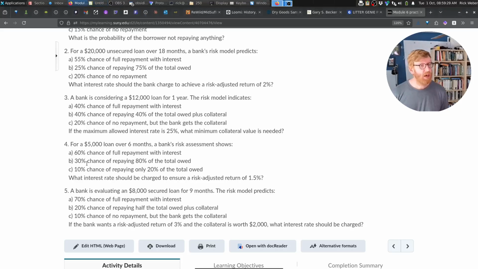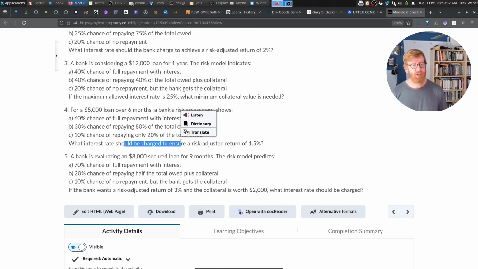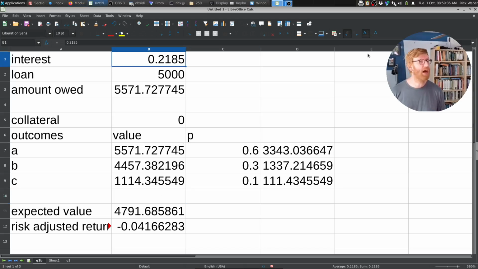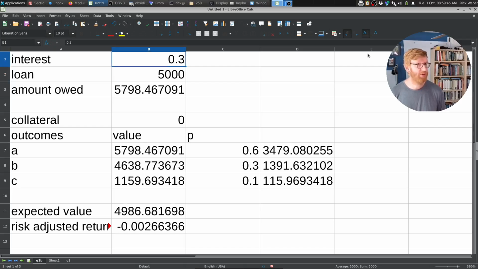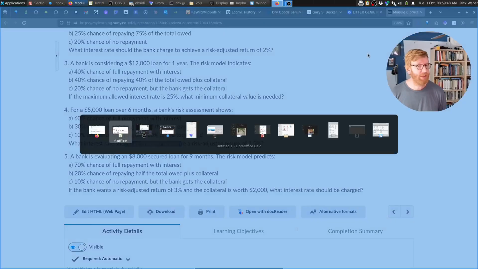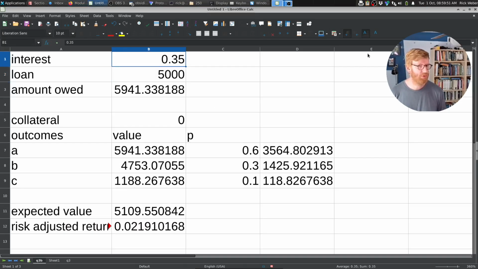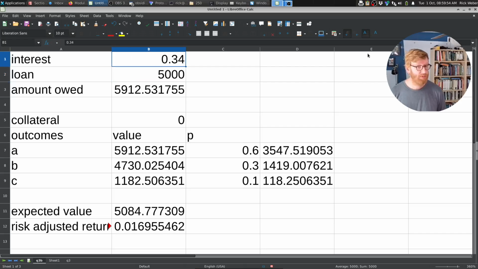All right. What interest should be charged to ensure a risk-adjusted return of 1.5%? So it needs to be higher than what we've got here. Try 0.25, 0.3, 0.4. We need 1.5, so that's too high. 3.5, we're getting closer. Cool, so we're basically there. The rest is just fiddling. But notice with 0 collateral, we need to charge 34% to get a 1.5% return on our investment as the bank. So if we want it to be easy for people to borrow money, 34% makes it kind of tough for people to borrow money.